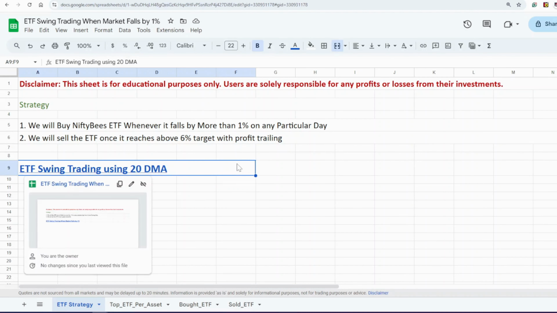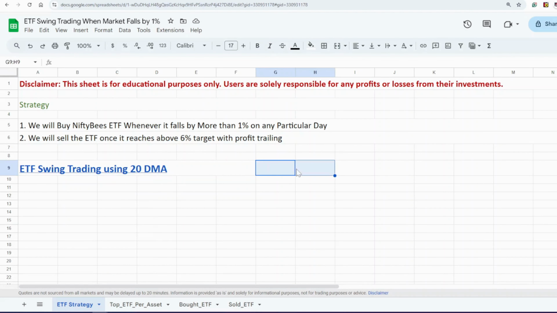So if the market is going up, why will we sell it? We will let that 6% profit go to 7%, 8%, even 10%. Okay. So if the market starts to go down, then only we will sell it. And I have also linked this sheet out here so that it will be easier for you to come back here whenever you want to the original sheet.